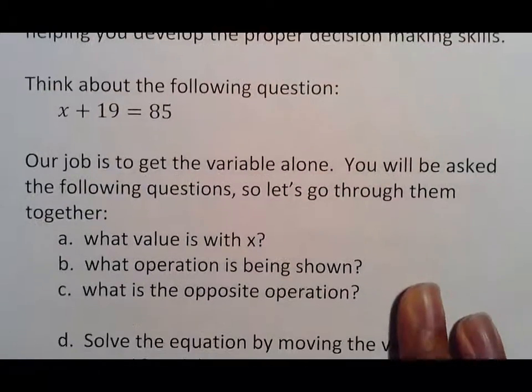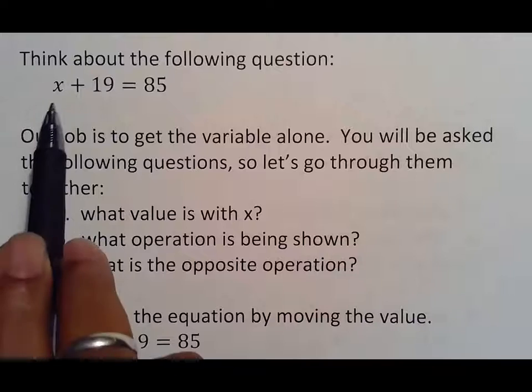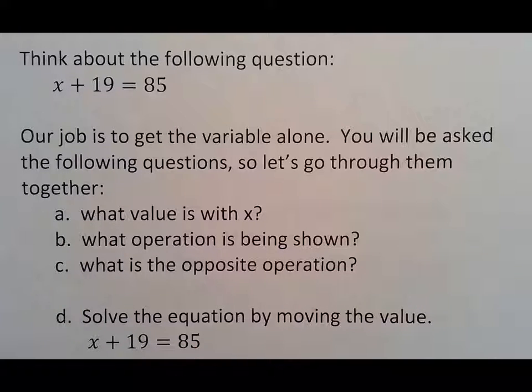Think about this question here. X plus 19 is equal to 85. Our job is to get the variable alone. That's what solve means, get the variable alone. So we want this X to be by itself. You will be asked the following questions, so let's get through them together. Again, there's a lot of questions that go with this, but I think they're easy enough to answer.